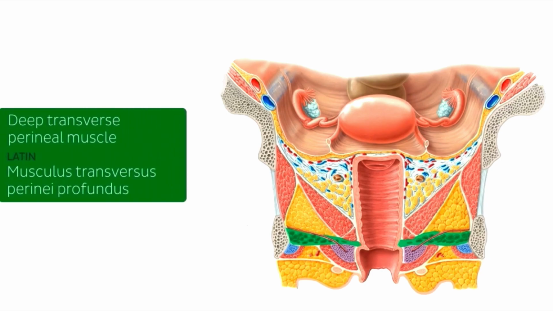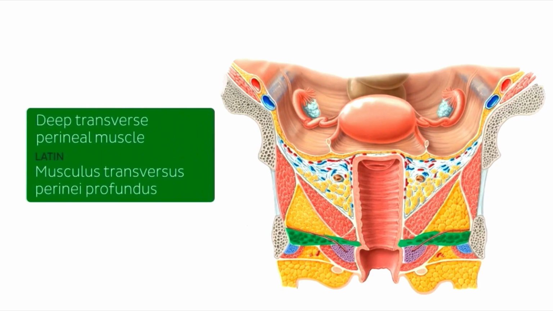And the muscle highlighted now in green is known as the deep transverse perineal muscle. This muscle lies in the perineum, arising from the inferior rami of the ischium and inserting into its contralateral muscle on the other side. Its role is to fix the central tendon of the perineum, also known as the perineal body, and also to help the expulsion of the last drops of urine.